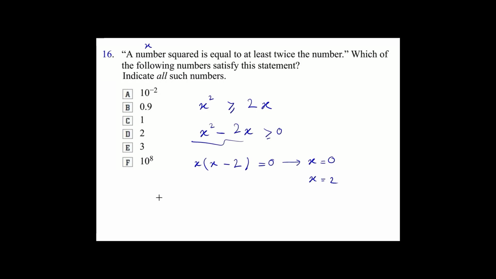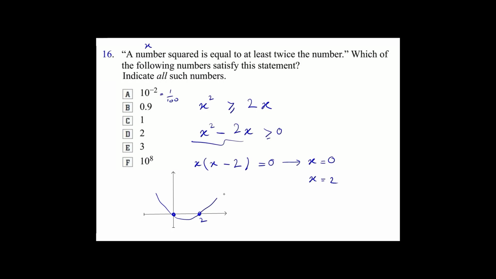So let me draw this for you. x² minus 2x, one root is 0, the other root is 2. The polynomial would be like this. In what areas is it more than 0, or positive, where x² is more than 2x? When x is more than 2, or when x is less than 0. All of them are positive, so they should be more than 2. 10 to the minus 2 is equal to 1 over 100. It's a very small number. It's in here.